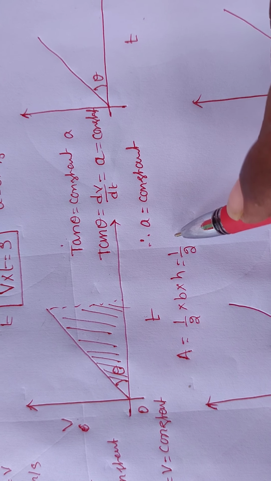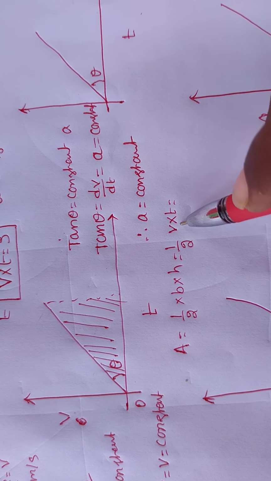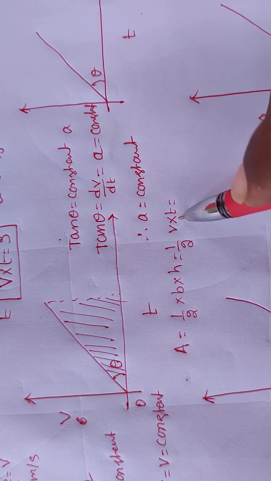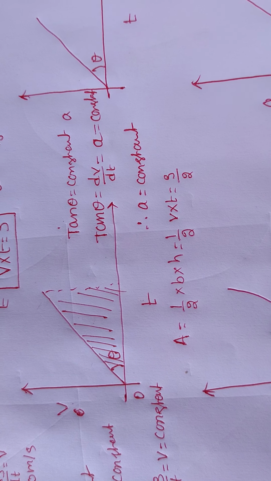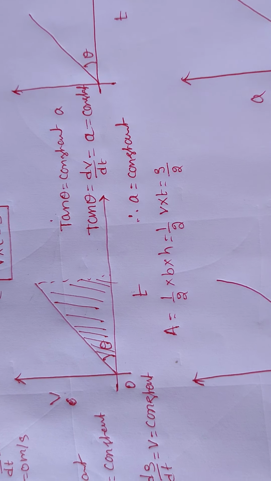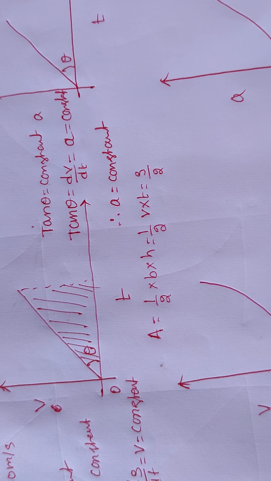Base value represents time, height value represents velocity. Velocity into time is equal to displacement divided by 2. So finally it represents displacement only. Displacement divided by 2 is nothing but displacement only. Okay, do you understand? Don't forget this point.